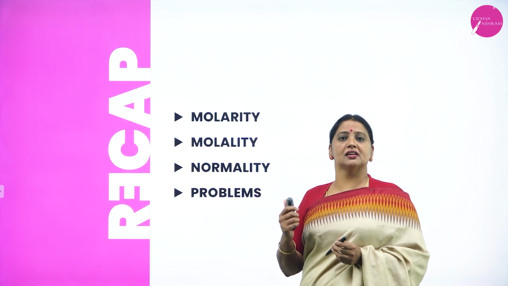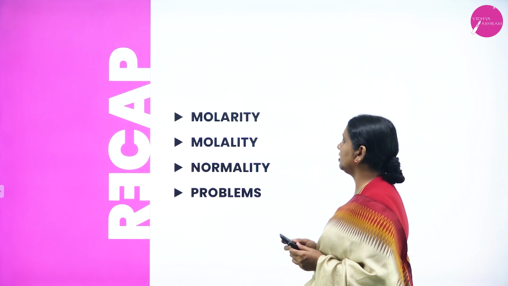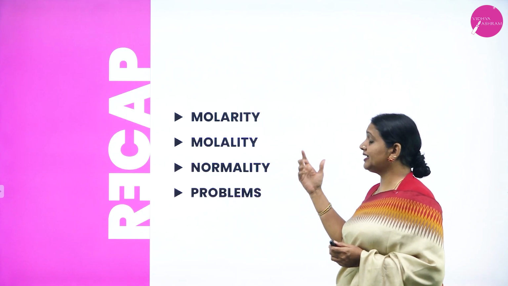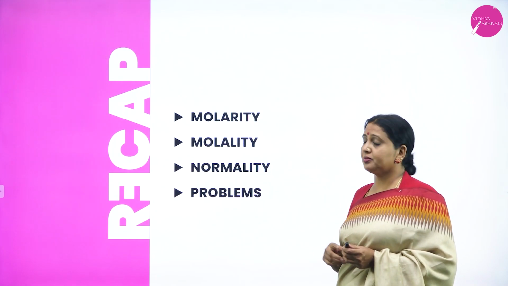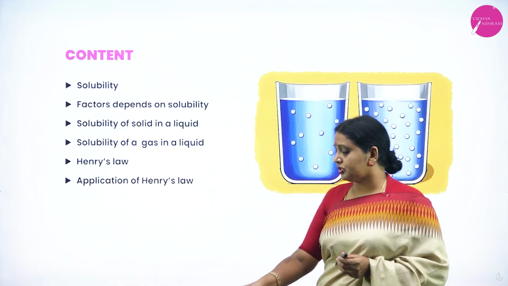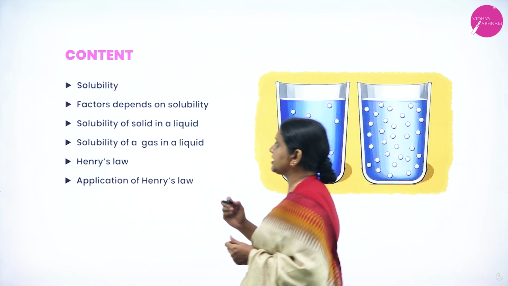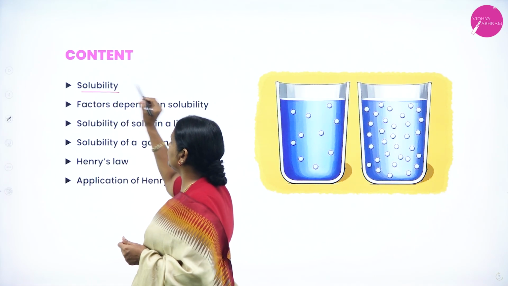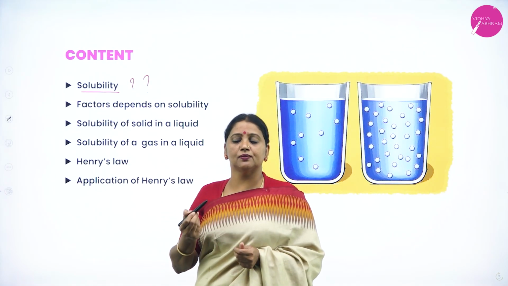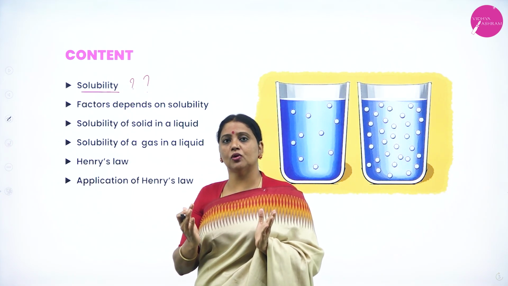Last session, that is in the second session, I discussed the units of concentration: molarity, molality, normality, and I solved problems related to molarity as well as normality. Today in this solution chapter, I am going to explain one concept, that is solubility. What is solubility? How is sugar dissolved in water? How does it get soluble in water?